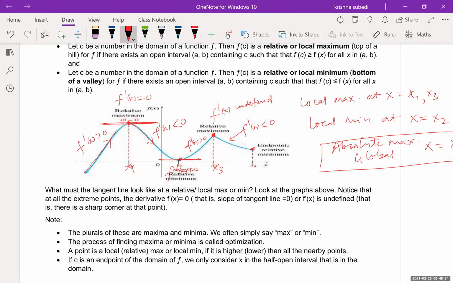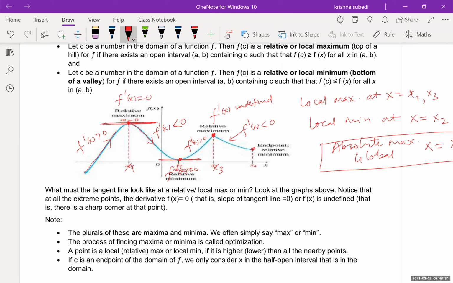If the derivative is positive on the left-hand side, and the derivative is negative on the right-hand side, then at that point we'll have a maximum. If the derivative is negative on the left but positive on the right, then we'll have a minimum value. So keep that in mind.